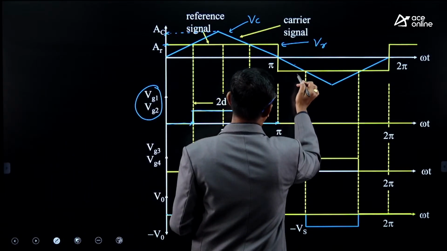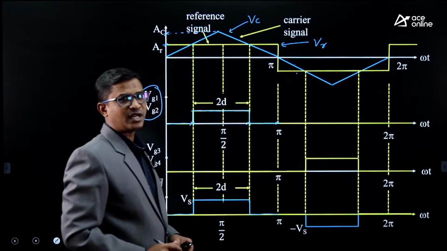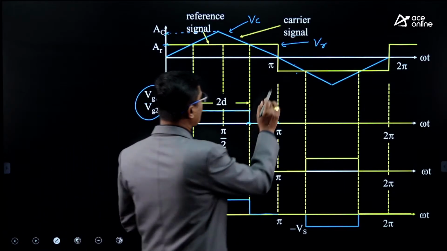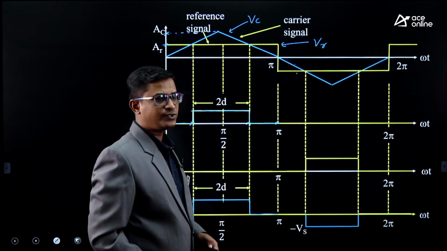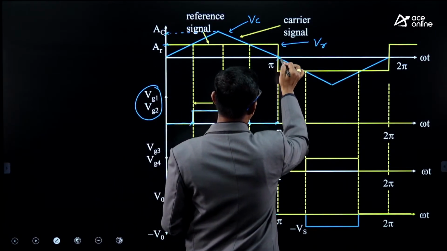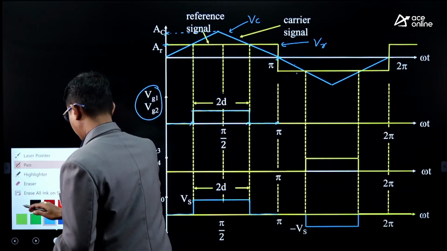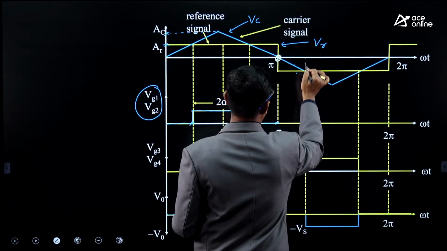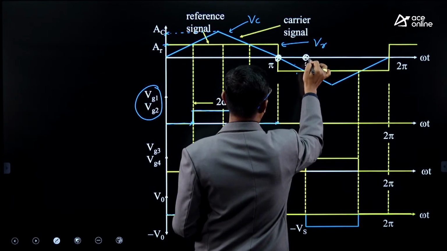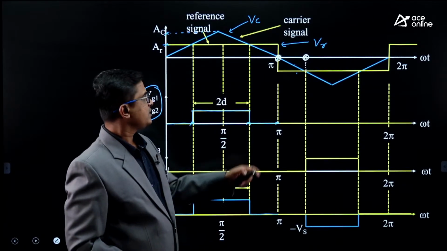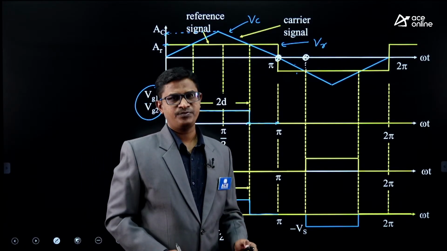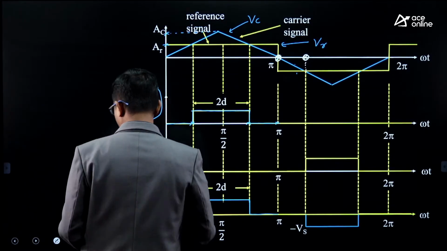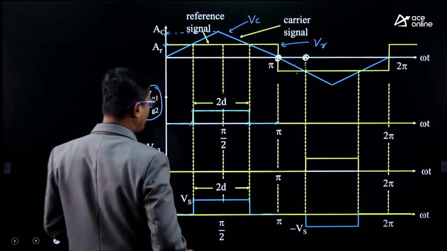Again, these two are Vc and Vr. These are the inputs to the comparator. During pi to 2 pi, from omega t equal to pi till this instant, Vc is less than Vr. If Vc is less than Vr, output of comparator is 0. Output of comparator is 0, so therefore triggering pulses are not generated.